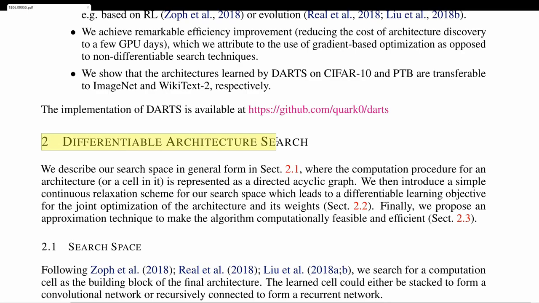2. Differentiable architecture search. We describe our search space in general in section 2.1, where the computation procedure for an architecture or a cell in it is represented as a directed acyclic graph. We then introduce a simple continuous relaxation scheme for our search space, which leads to a differentiable learning objective for the joint optimization of the architecture and its weights. Finally, we propose an approximation technique to make the algorithm computationally feasible and efficient.